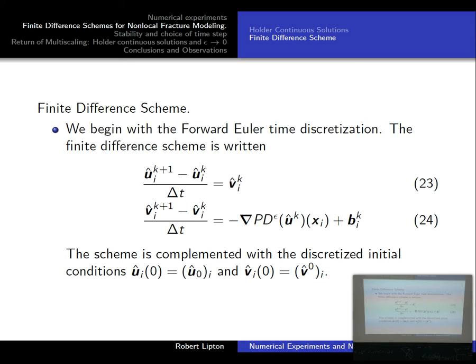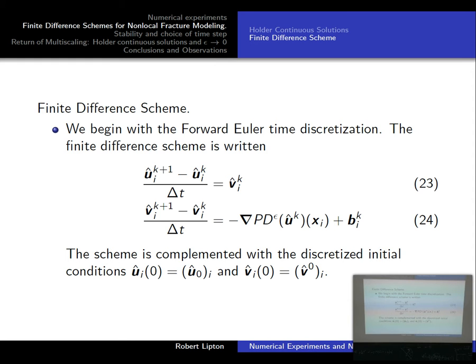The finite difference scheme then will be: we'll use a forward Euler time discretization, and we write the difference for the u hat k's. Here's the velocity, so the time derivative of u is given by v, and this is in the discrete setting. So u at the k plus 1 time step minus u at the k time step at grid point i, divided by delta t, is the velocity. And similarly, the discretized time derivative of velocity is now equal to the non-local force acting on the L2 field, or the piecewise constant field, at xi, okay? And then your body force.